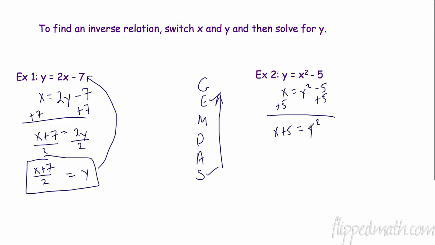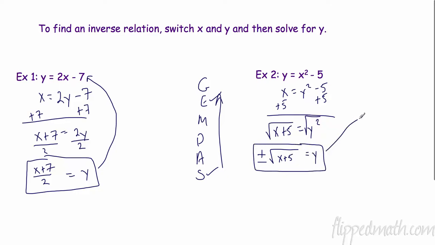Now the opposite of squaring is taking the square root. And remember, this is an even exponent. When I take an even exponent, I have to do the plus or minus the square root of x plus 5 equals y. So there we have our inverse function right there. Now you can kind of see this inverse is actually made up of two parts.